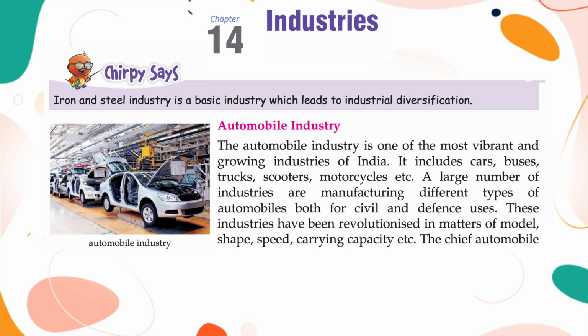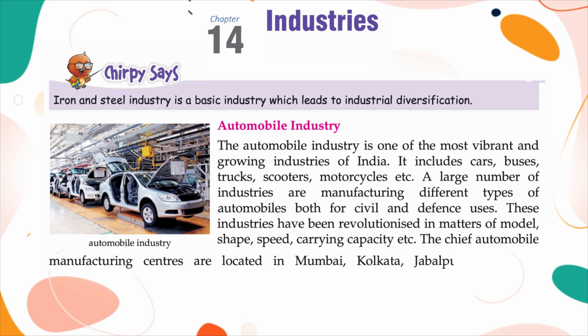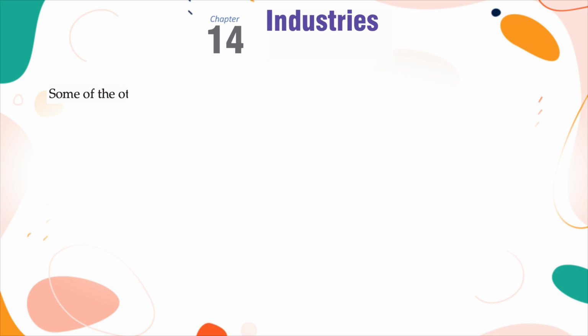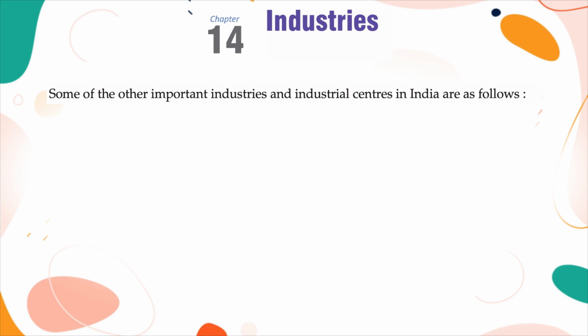The chief automobile manufacturing centers are located in Mumbai, Kolkata, Jabalpur, Gurugram, Faridabad, Nasik, and Jamshedpur. Some of the other important industries and industrial centers in India are as follows.